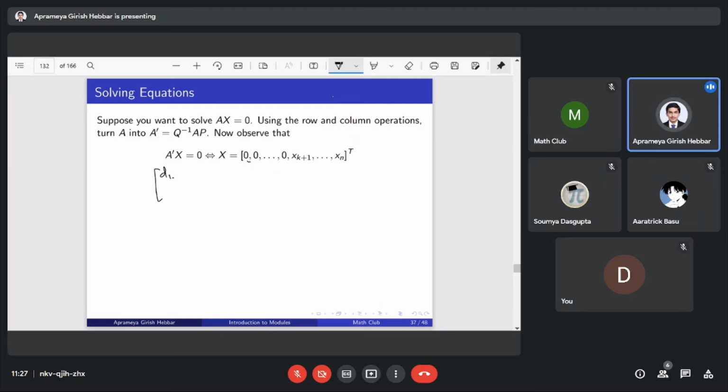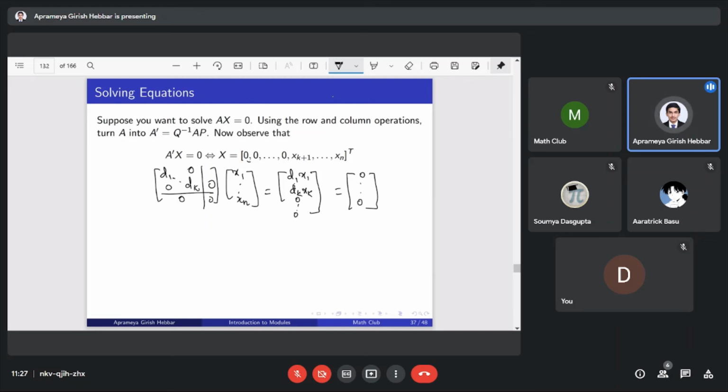And again, this is very easy to see. If you have d1 up to dk and the rest all zeros, and you have x1 up to xn, what does this give? This will give you d1 x1 up to dk xk, and again the rest all zeros. So you are equating this with the zero vector. So what does that mean?